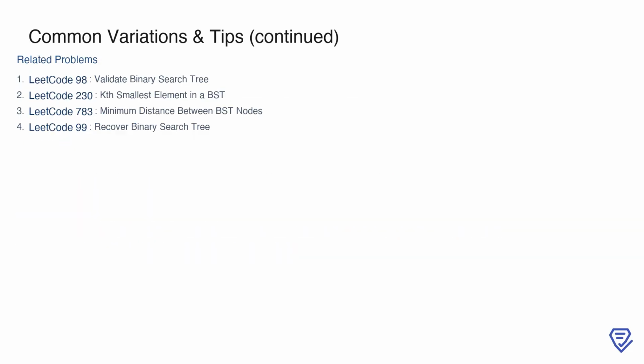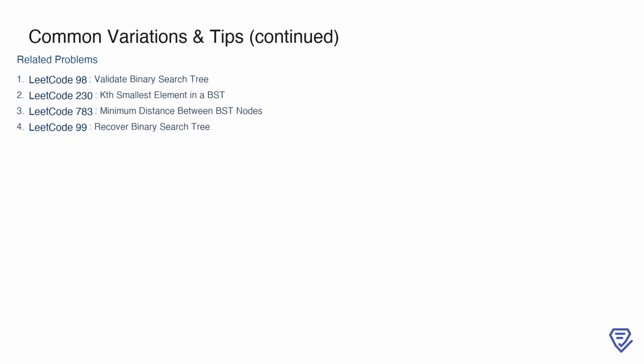There are several related problems that can further strengthen your understanding of working with binary search trees. For instance, LeetCode problem 98, Validate Binary Search Tree, focuses on verifying whether a given tree satisfies the BST properties. This requires a careful traversal to ensure all nodes maintain the correct ordering. Another example is LeetCode problem 230, Kth Smallest Element in a BST, where you utilize the sorted order of in-order traversal to efficiently find the kth smallest value.